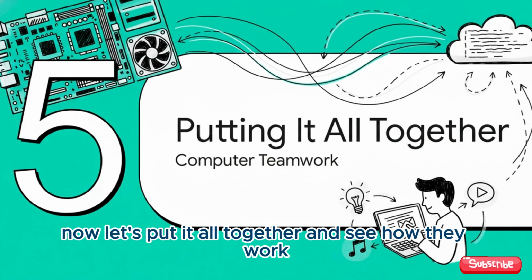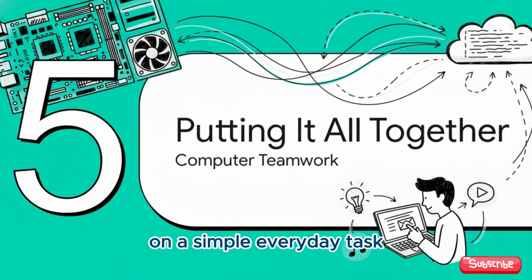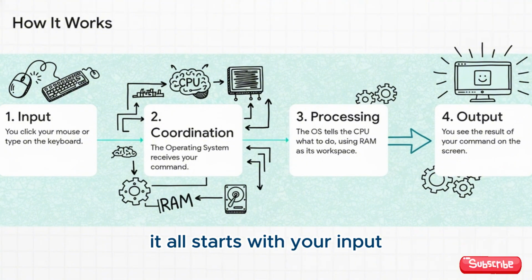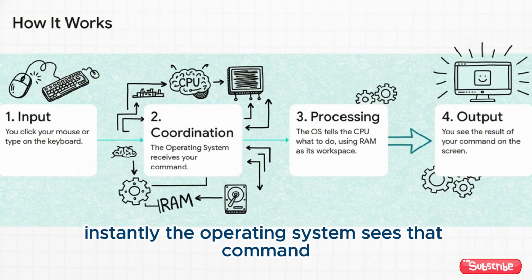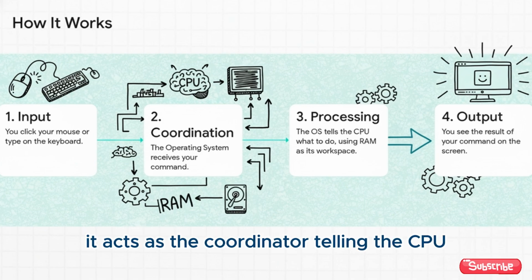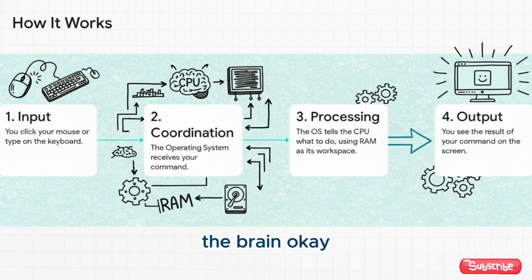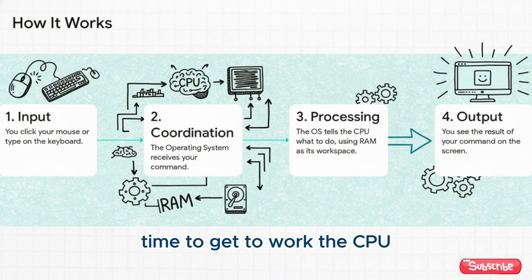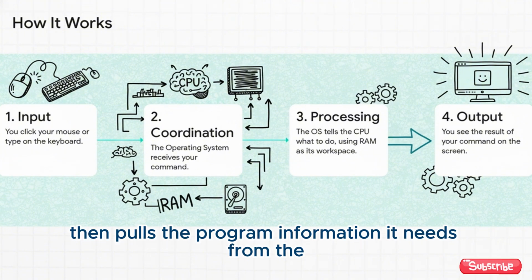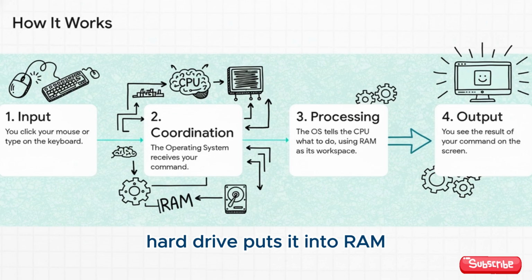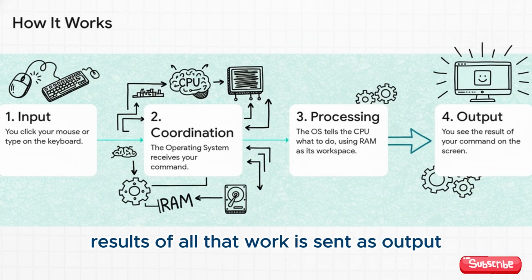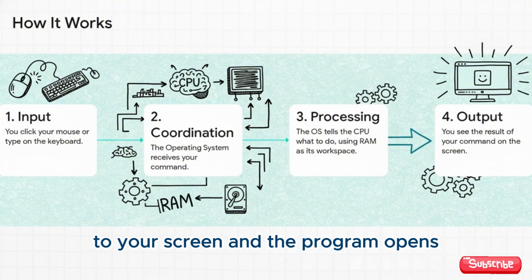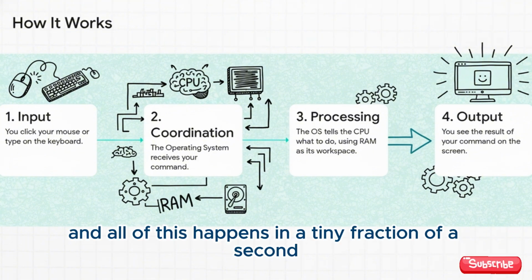Okay, so we've met the team, all the hardware parts, and the software manager. Now let's put it all together and see how they work on a simple, everyday task. It all starts with your input. Let's say you click on a program icon. Instantly, the operating system sees that command. It acts as the coordinator, telling the CPU, the brain, okay, time to get to work. The CPU then pulls the program information it needs from the hard drive, puts it into RAM, that temporary workspace, and starts processing it. Finally, the result of all that work is sent as output to your screen, and the program opens. And all of this happens in a tiny fraction of a second.